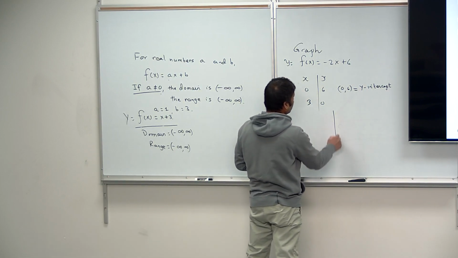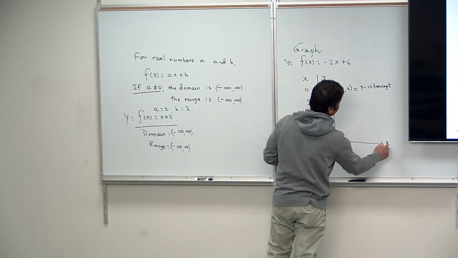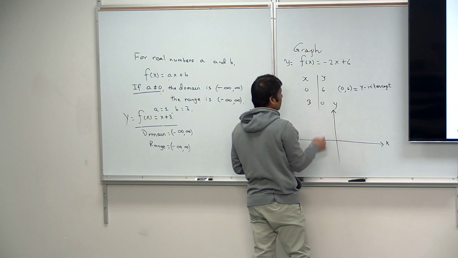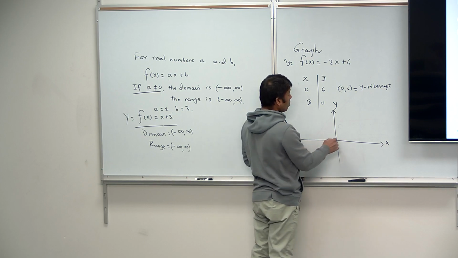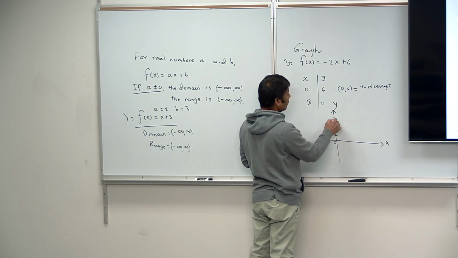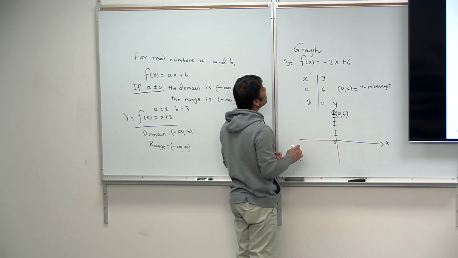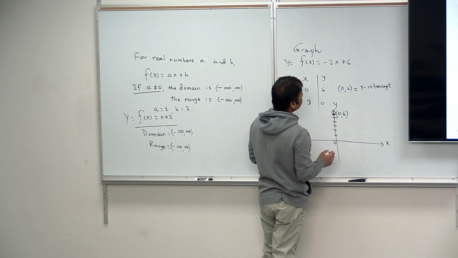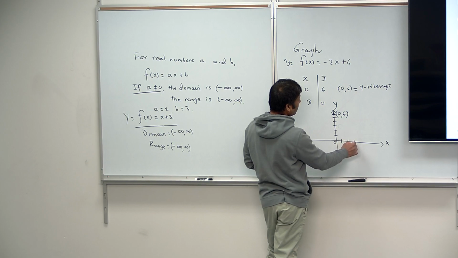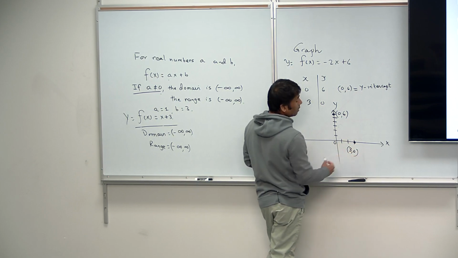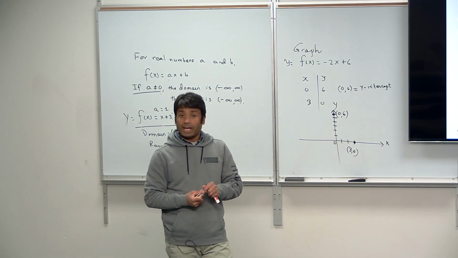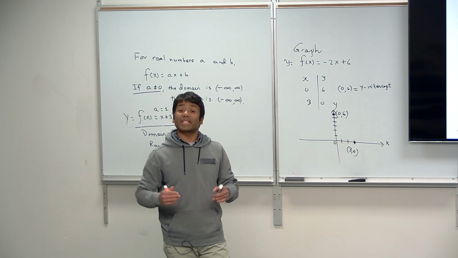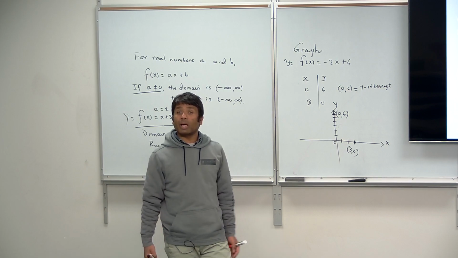Now, if you want to draw the graph, this is your x-axis, this is your y-axis. Let's say this is the origin. So 1, 2, 3, 4, 5, 6. This is the point (0, 6). And then the other point is (3, 0). 1, 2, 3. So this is (3, 0). If you have 2 points, you can draw a straight line in a plane. 2 points always determine a straight line in a plane.